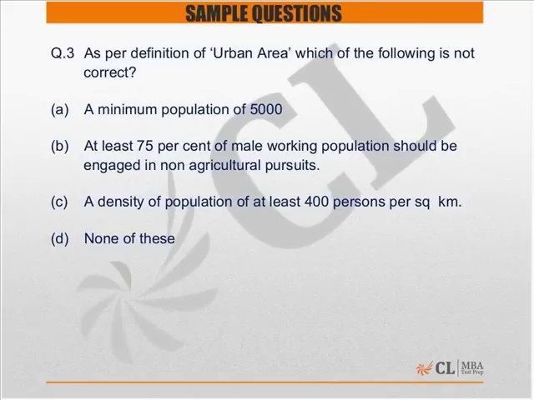Options are: A, a minimum population of 5,000. B, at least 75% of the male working population should be engaged in non-agricultural pursuits. C, a density of population of at least 400 persons per square kilometer. And here I can see the responses: B, D, and A.